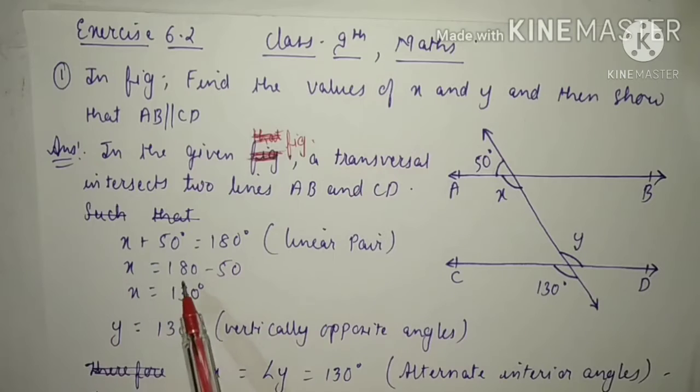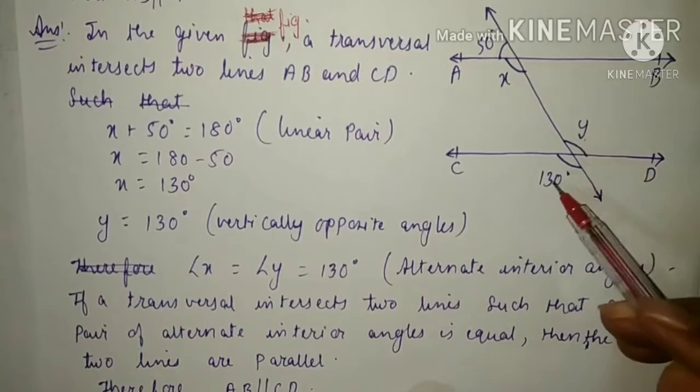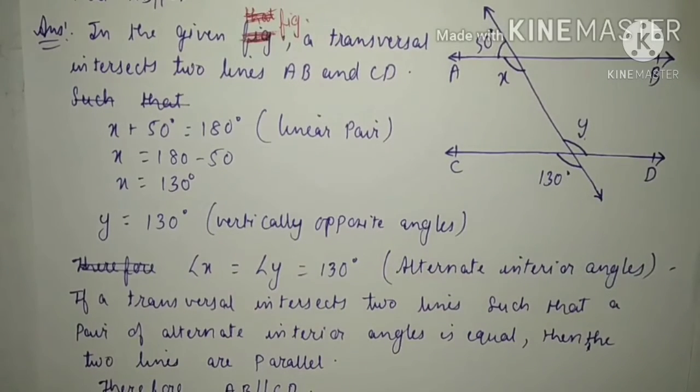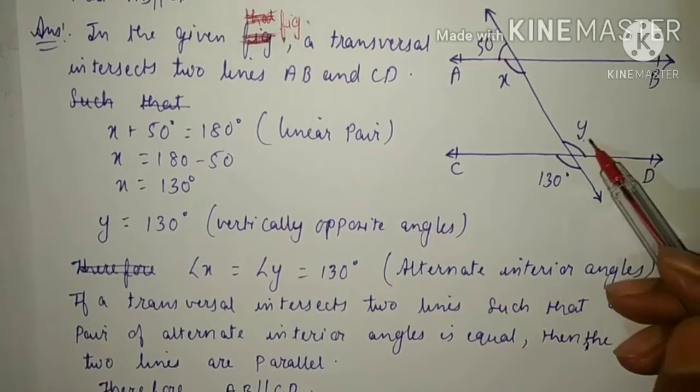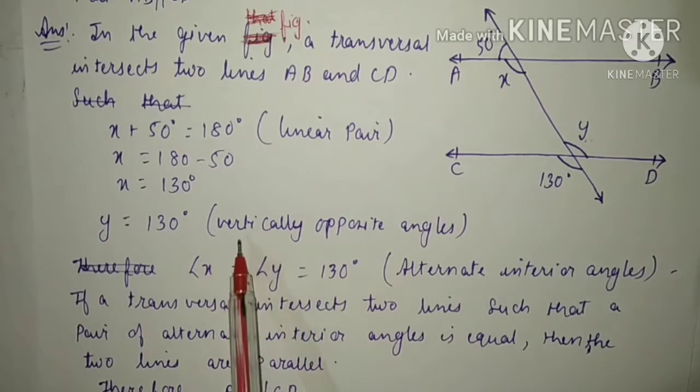Then x will be equal to 180 minus 50, which is 130. So we got the value of x as 130. Now we need the value of y. So see the figure. These two angles are called vertically opposite angles. That means these two angles will be equal. So we can write y is equal to 130 degrees. Why? Because these two angles are vertically opposite angles, and vertically opposite angles are equal to each other. So we got the value of both x and y.